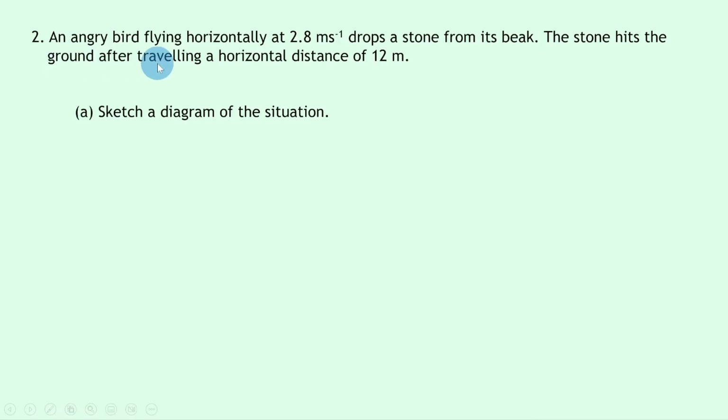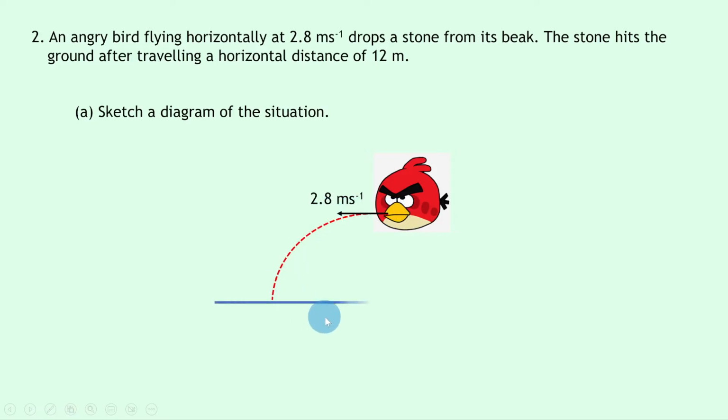Question 2 says an angry bird flying horizontally at 2.8 meters per second drops a stone from its beak. The stone hits the ground after travelling a horizontal distance of 12 meters. Part A says to sketch a diagram of the situation. Well, let's start with our angry bird here, and let's say it's moving this way with a horizontal speed of 2.8 meters per second, and the stone that's dropped from the beak will travel this curved trajectory until it hits the ground, and we can say that's going to travel a horizontal distance d, which we know is 12 meters.